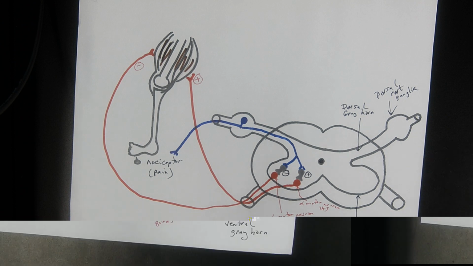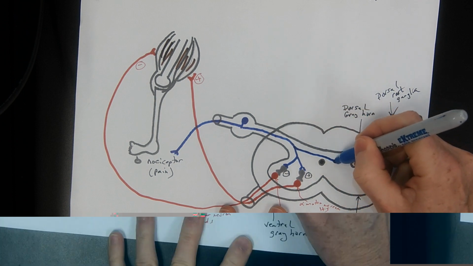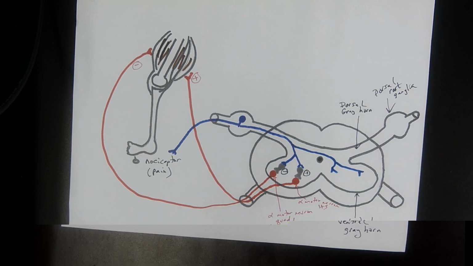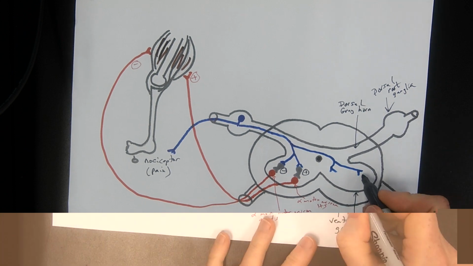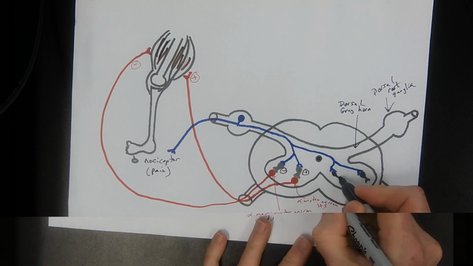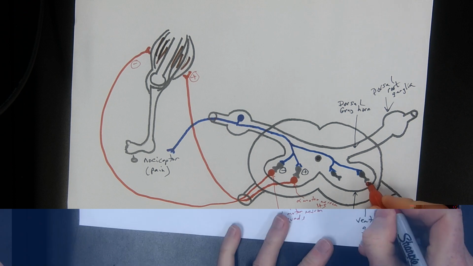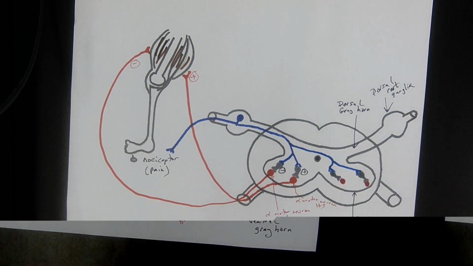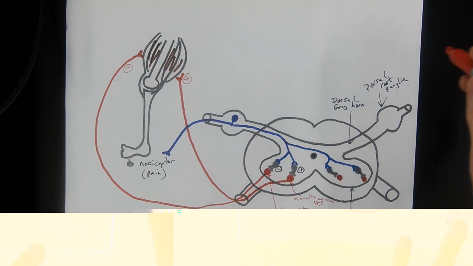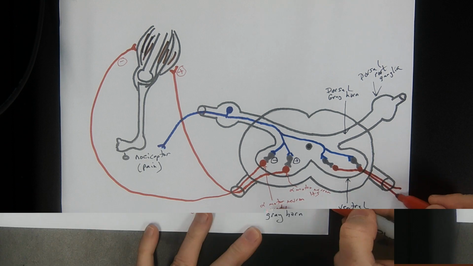Now, there's also something called a cross-extension response. What happens coming off of that nociceptor is it also crosses over to the other side and bifurcates again. So again, you have your interneurons. One's going to be stimulatory, the other's going to be inhibitory. I don't have it pictured here as a leg, but this is going to come out and innervate the opposite side.